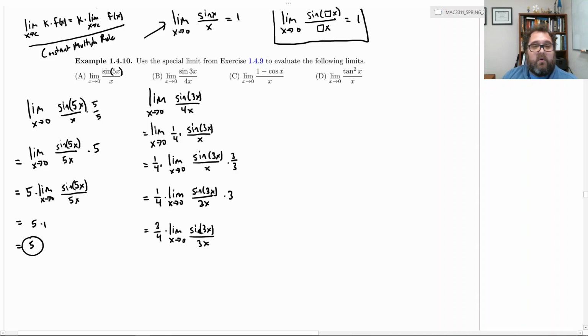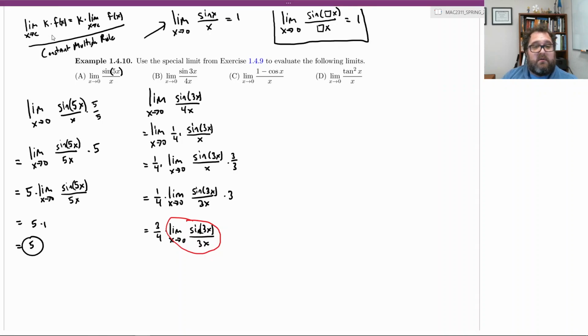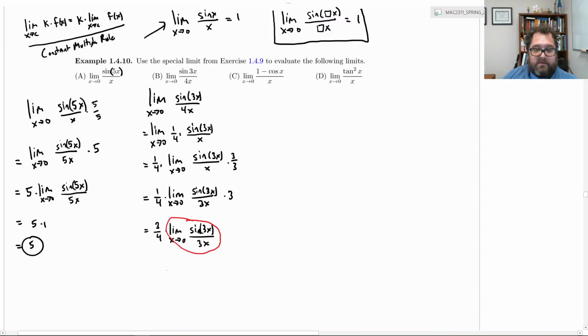And now I know that limit is equal to 1 times 3/4. So you get 1 times 3/4, or 3/4 times 1, of course, just 3/4. Okay. Let's look at example C.